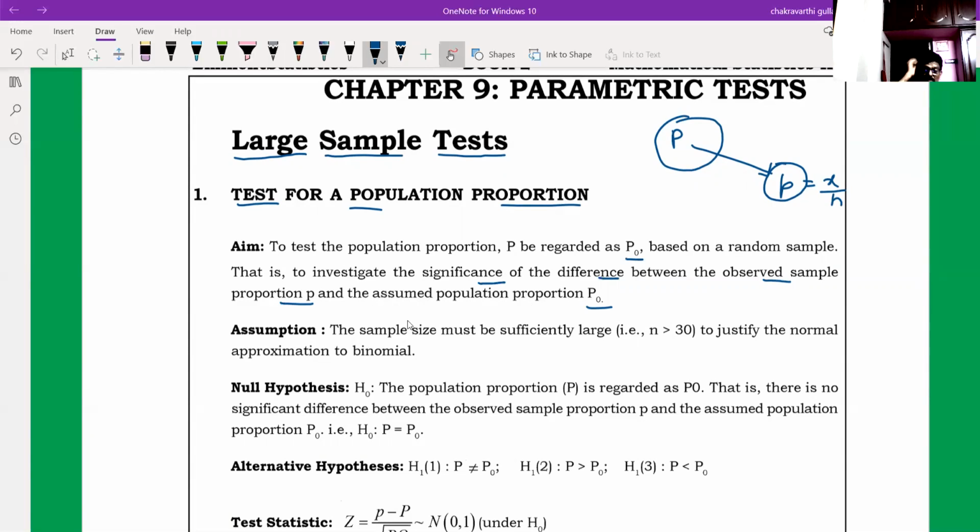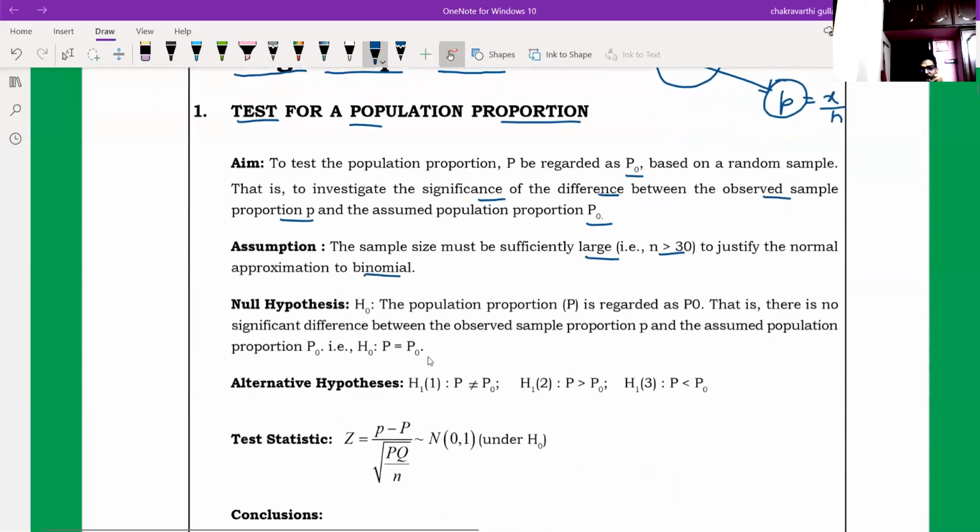To investigate this, the assumption is that the sample size must be sufficiently large, n is greater than 30, to justify the normal approximation to the binomial. Actually, in the proportion, success and failure follow the binomial distribution. According to the proportion cases, that random variable follows the binomial distribution. For large n, the binomial tends to the normal distribution. In this case, the suitable test is the normal test. Now we have to use the standard normal variate.